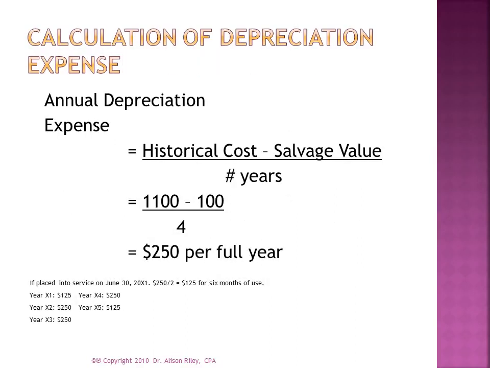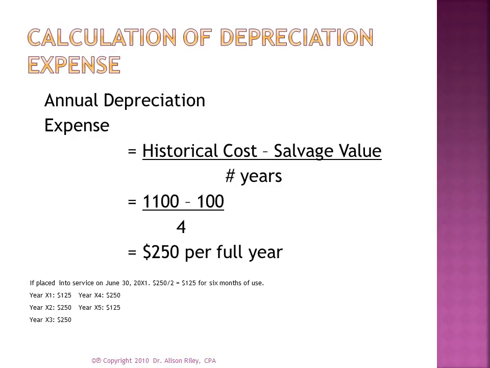To calculate 1 full year of depreciation expense on this asset, we deduct the estimated salvage value from the historical cost of the asset and divide by the expected number of years useful life. Salvage value is our estimate of the amount that we could exchange the asset for when we're finished with it. The expected useful life is our estimate of the time period during which we anticipate that the asset will help us to generate revenue satisfactorily. As you can see, the calculated depreciation expense is $250 for each full year.